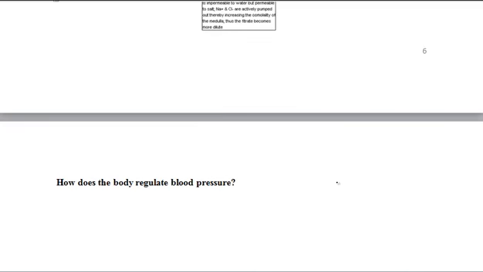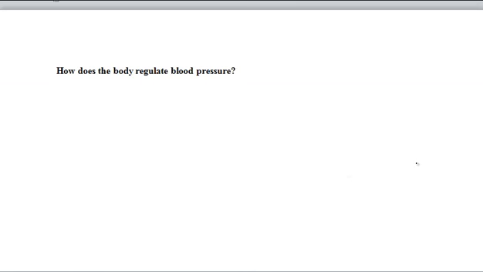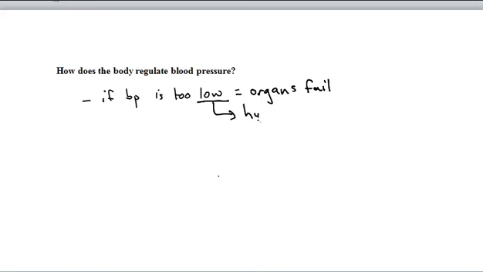Okay. So when we're talking about blood pressure, there's a few things we want to look at. And that is, first of all, if blood pressure is too low, which there's varying data on what that is, organs fail, including the kidneys, because they require pressure to do pressure filtration. When it's too low, it is called hypotension.